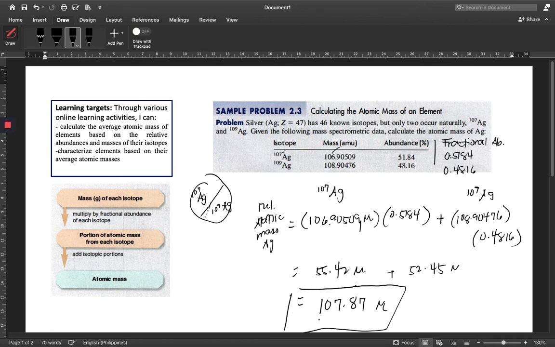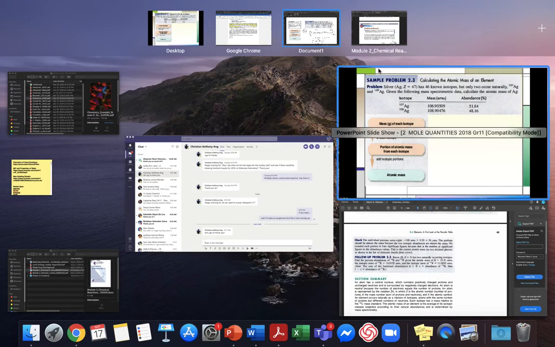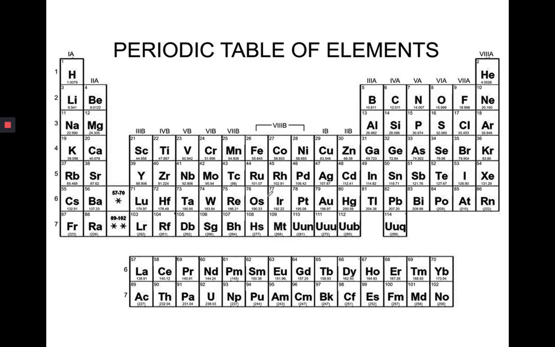The relative atomic masses are actually reflected in the periodic table. If we find it here, silver has 107.87 mass in this area. So practically we are on the right track a while ago. Meaning to say, you can use the number of isotopes and their percent abundances to identify specific elements, which is basically what is in your module.